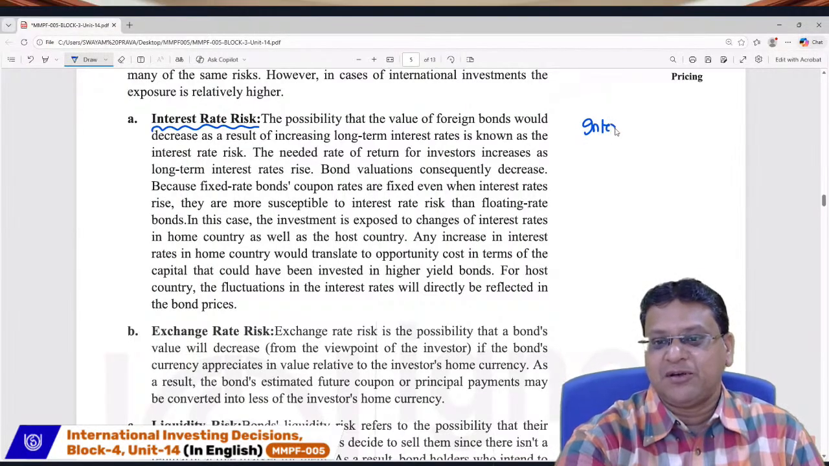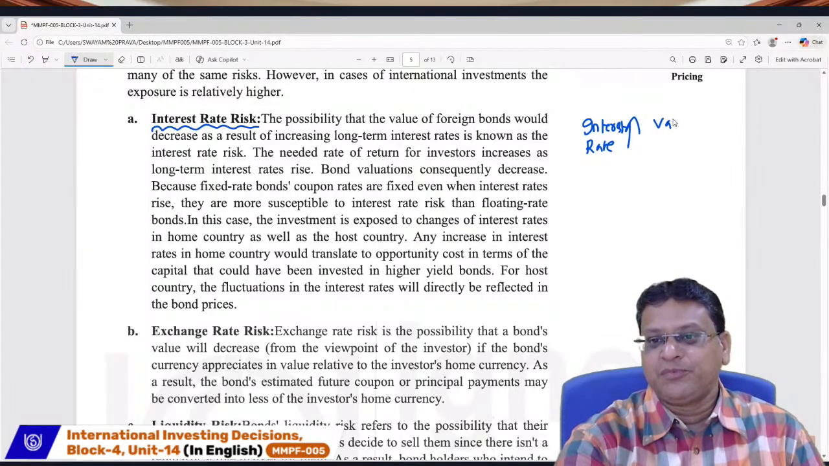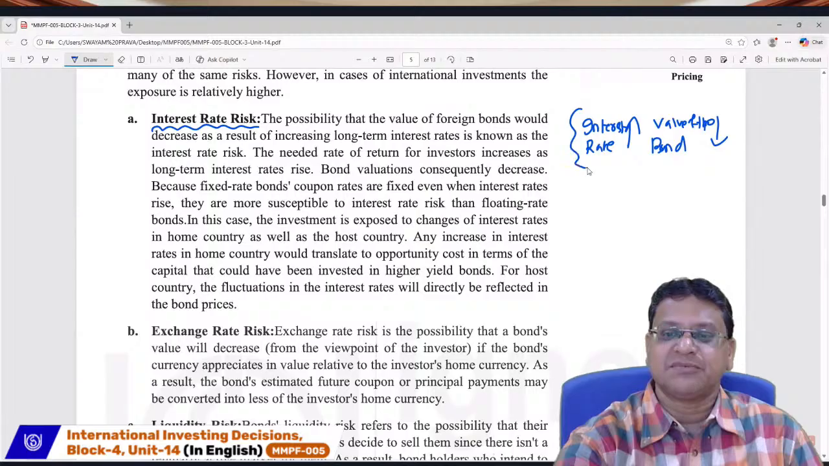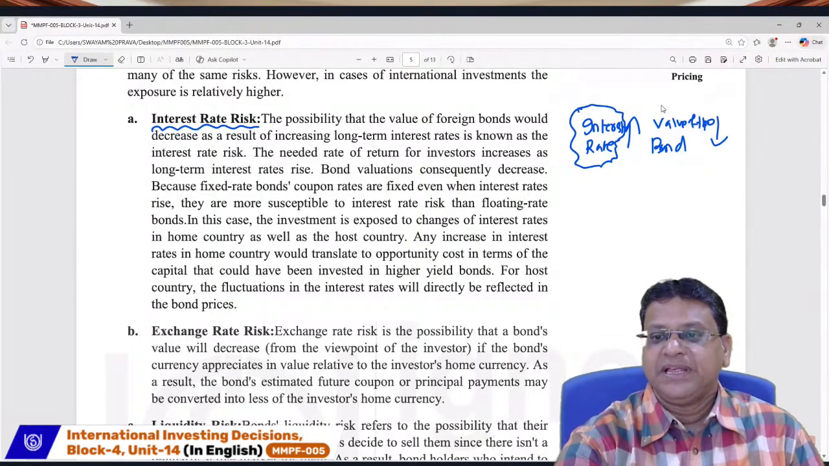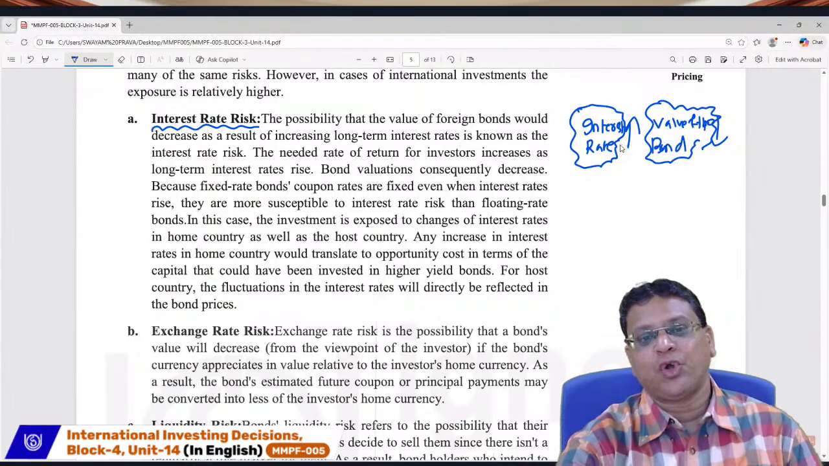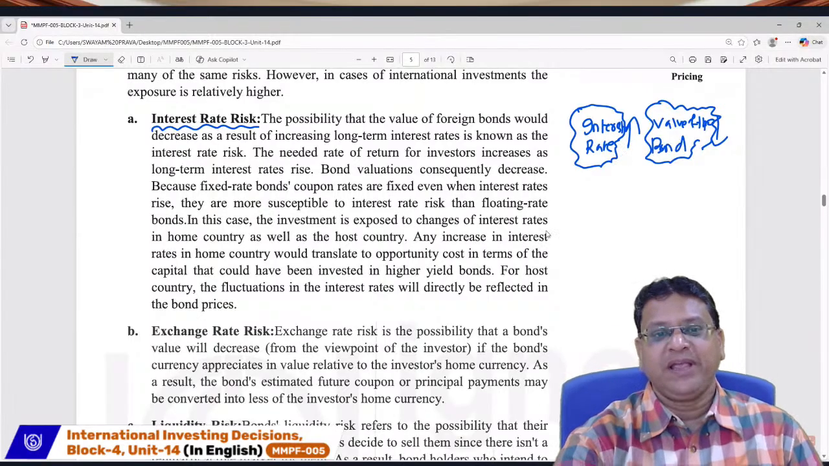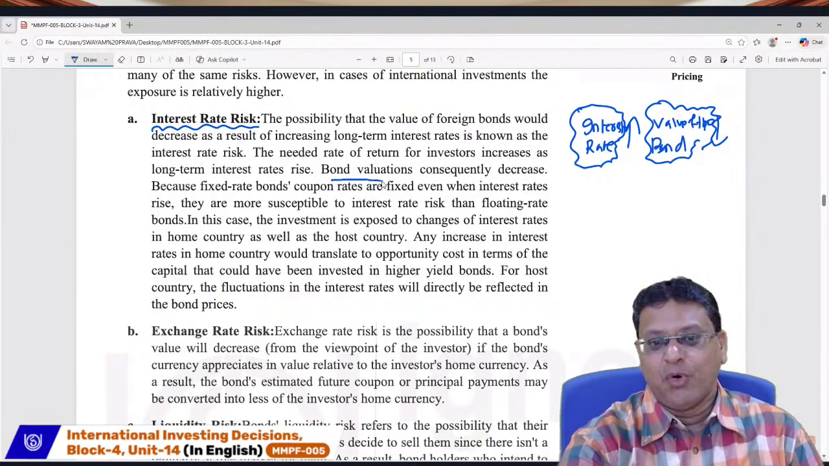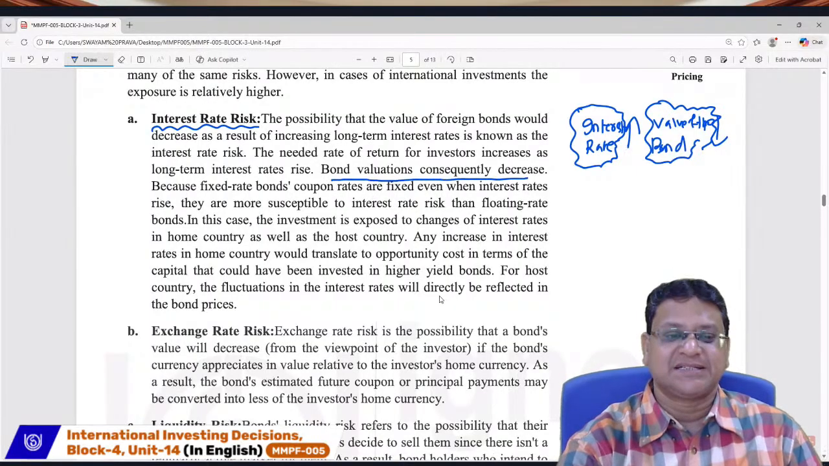If interest rate in the market increases, the value of the bond decreases. There is a which relationship? Inverse relationship. So interest rate and value of the bond is inversely related. So if there is a decrease in the value of the bond due to increase in the interest rate, it is known as interest rate risk or coupon risk. Okay, so with increase in interest rate, bond valuation constantly decreases.